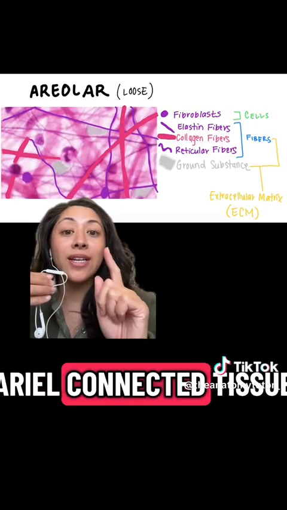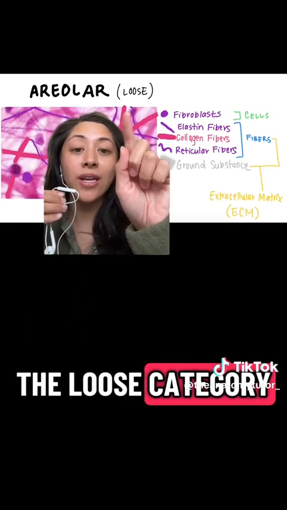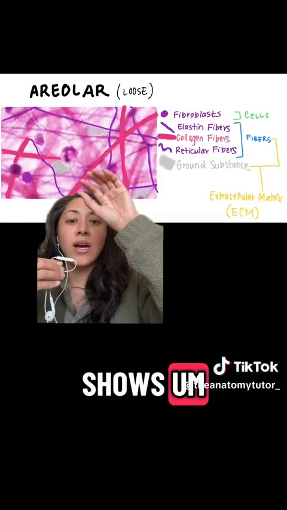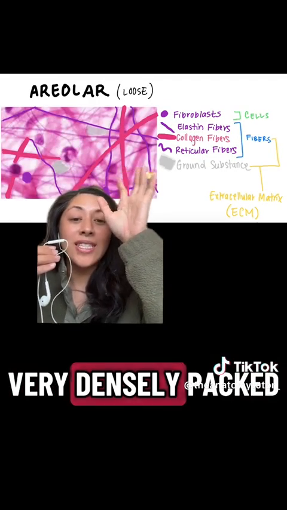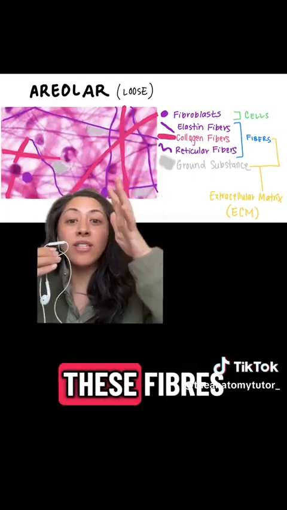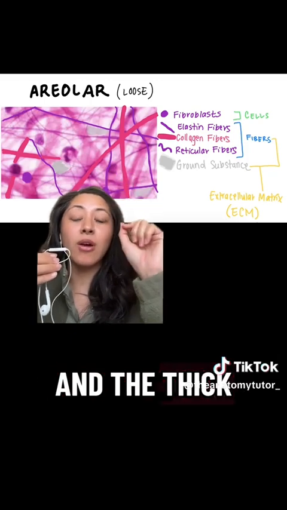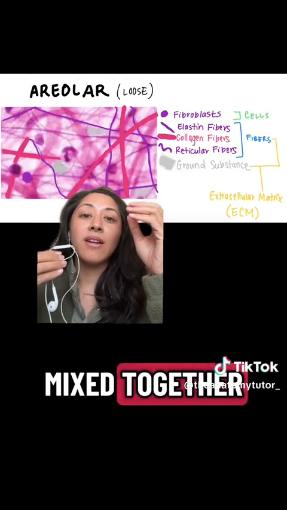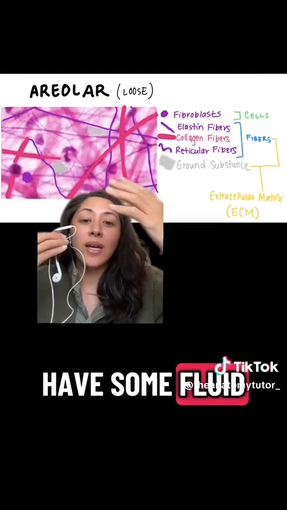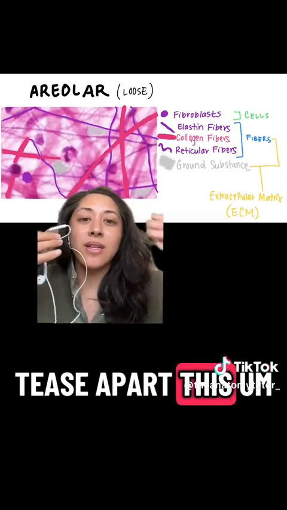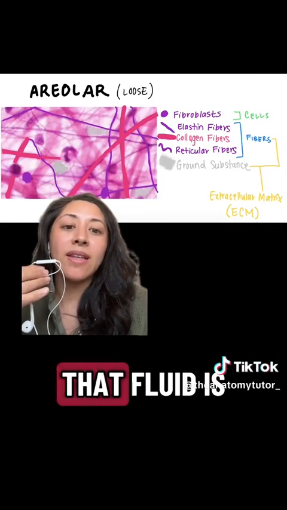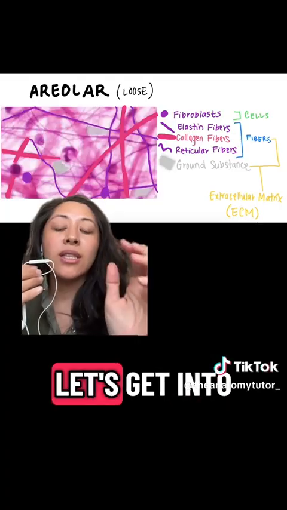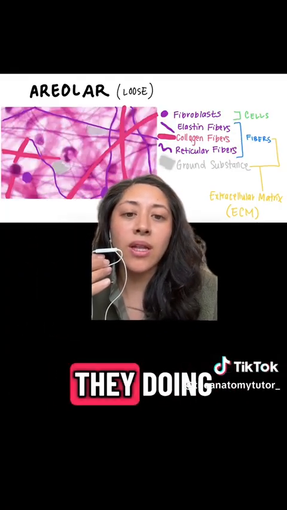Next, we have areolar connective tissue, which falls under, again, the loose category. And as you can see, that is true, seeing how this picture here shows not something that's very densely packed. It looks very teased if you think about all these fibers, the thin purple and the thick pink colored lines. Those are all fibers that are mixed together, but they also have some fluid that helps to tease apart this tissue pattern, and that fluid is going to be considered that ground substance, as you see here in my note in gray. Now, let's get into who's actually here and what are they doing.